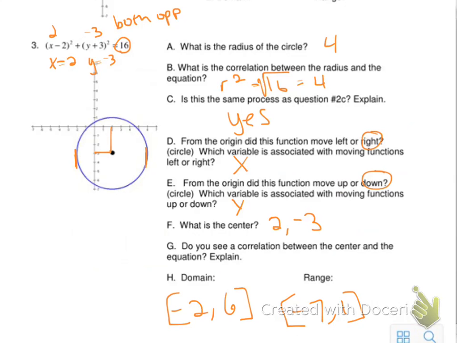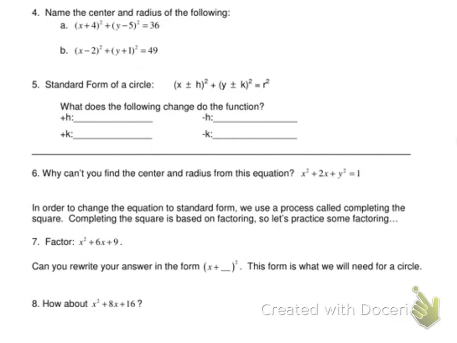So that's the basic information about a circle. Okay, so name the center and the radius. So you try these on your own, and then look up and see if you got them right. Okay. So hopefully you realize that it's -4, 5, because they're both opposite, and that the radius is 6, and then 2, -1, and the radius is 7.